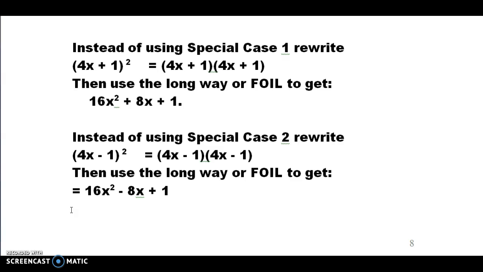So at this point we'll go ahead and stop the video, and the next one will continue on looking at kind of the opposite of multiplication, which will be factoring. So we will pick up on the next video then.